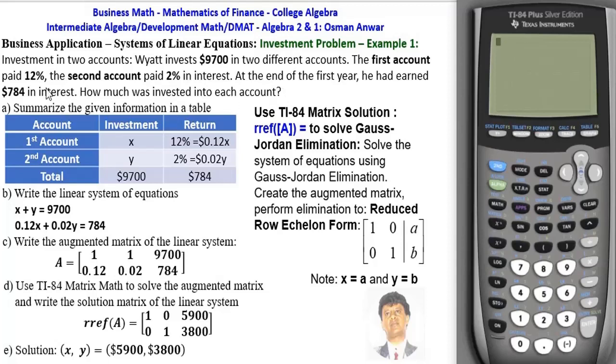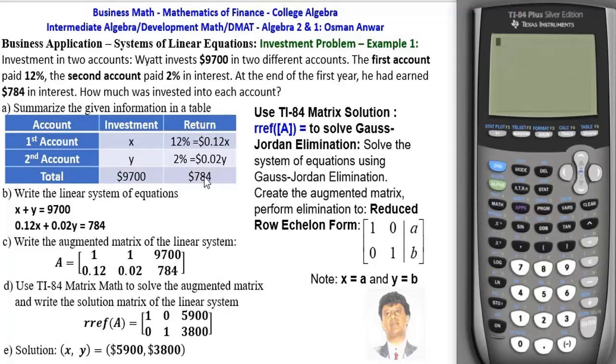Okay, so first we will summarize the problem into a table. So you have two accounts, first account and second account. In the first account it was invested X, and in the second account it was invested Y. The return in the first account was 12%, which is 0.12x, and the second account the return is 2%, which is 0.02y. So the total investment was 9,700.